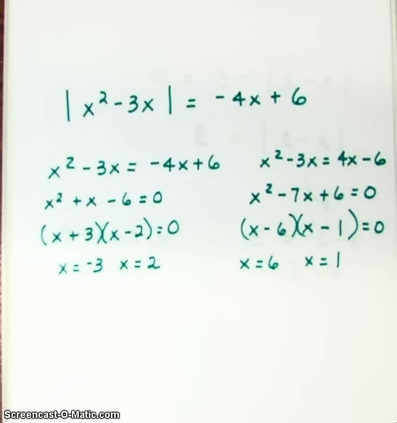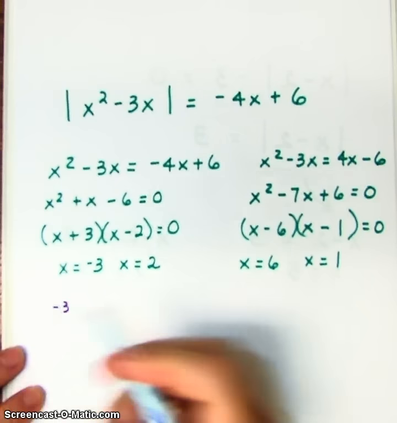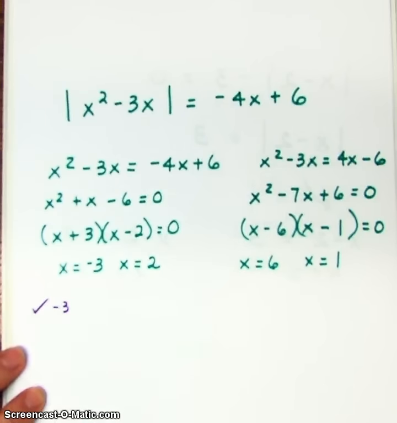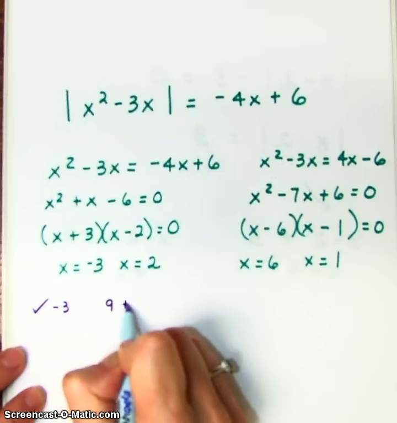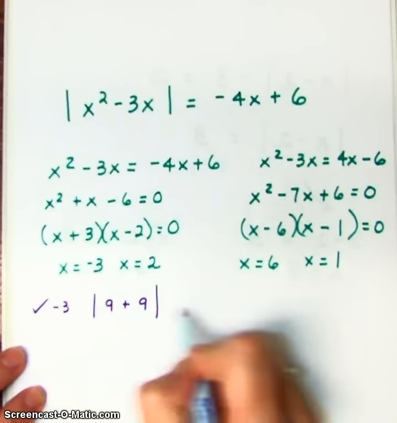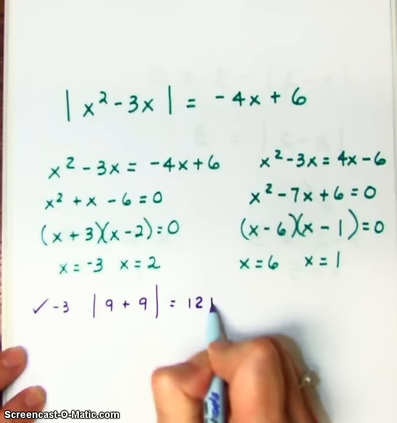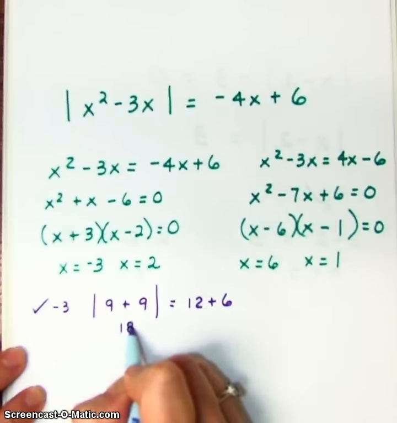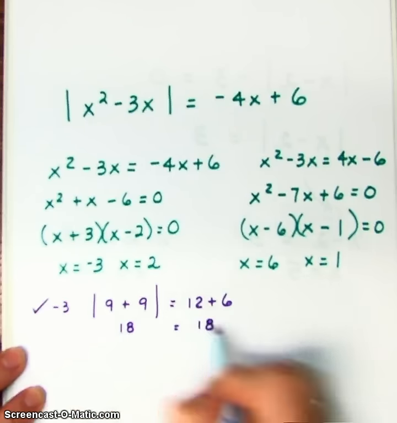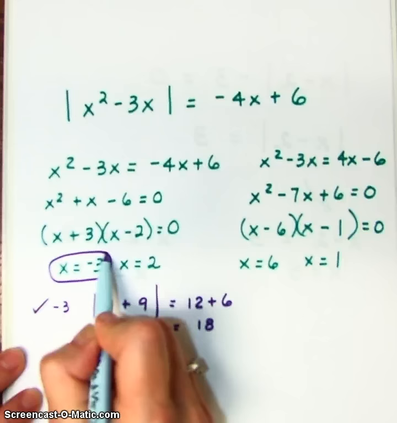Now there are 4 possible solutions to this problem, and we would need to check and see which of these, if any, will work. This is the idea of extraneous solutions. So I'm going to come right down here and check. Let's check negative 3. Negative 3 squared is 9, plus 9, absolute value, should equal 12 plus 6. This is 18, this is 18. Negative 3 is a fine solution.